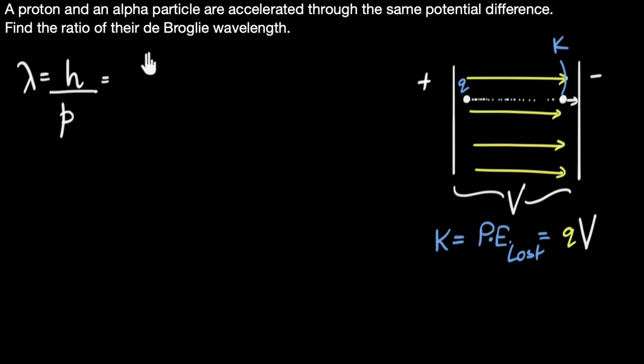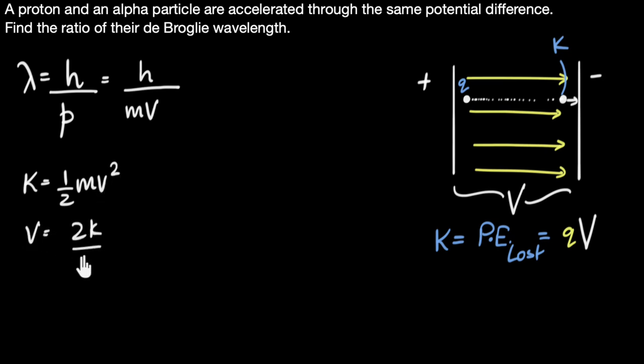Again, I don't remember any equation besides this, so let me redo everything. Momentum is mass times velocity. And kinetic energy is half mv squared. Just redoing everything we did before very quickly this time. So v would be the square root of 2k divided by m. When I substitute over here, I get m divided by the square root of 2k/m, which ends up giving me h divided by the square root of 2mk, just like last time.